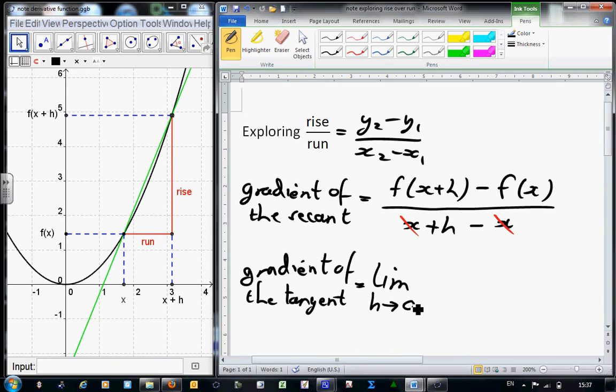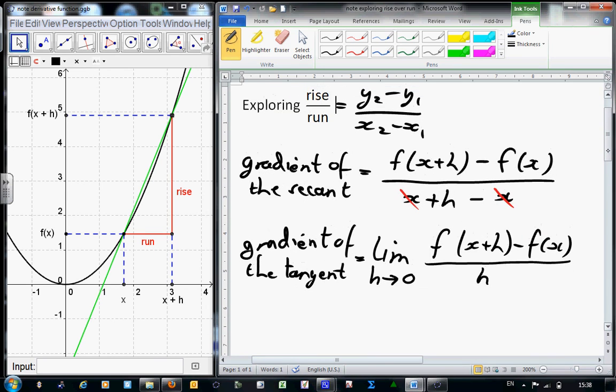So what we end up with is this quite complicated looking expression, or formula, or rule, which is actually rise over run. It's as simple as that. We call this fancy looking thing the derivative function. And that's all we need at the moment.